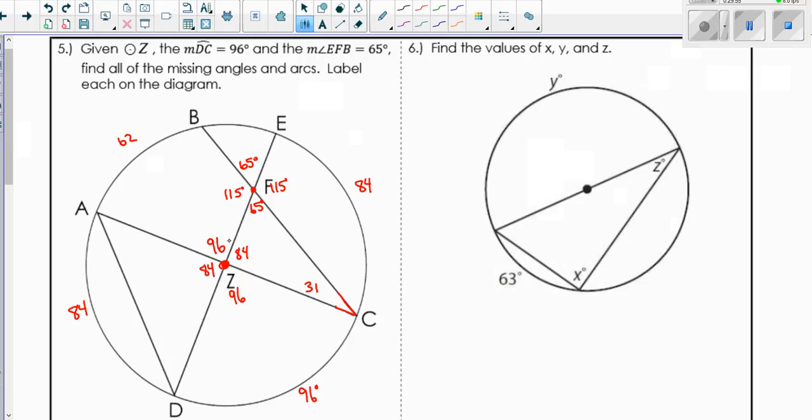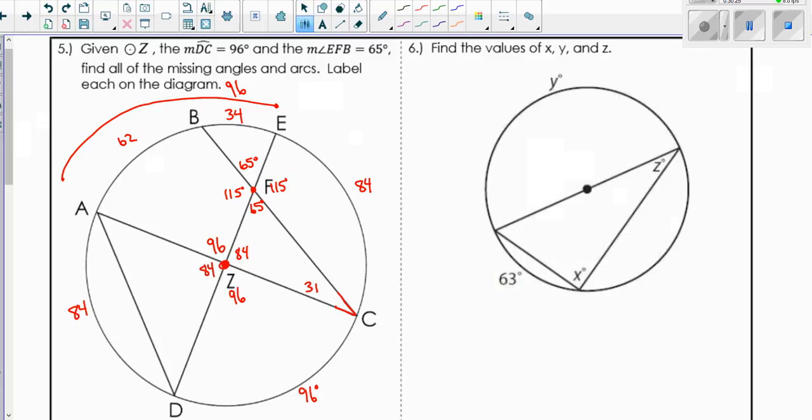If this angle, the central angle, is 96, then that means that going from A all the way around to E has to be 96. So 96 minus 62, this has to be 34. Or you could do, this is a diameter, you could do 180 minus 84 minus 62 would leave you with 34 degrees. But you can always double check it. That's an easy way to check to make sure that your thinking is right.